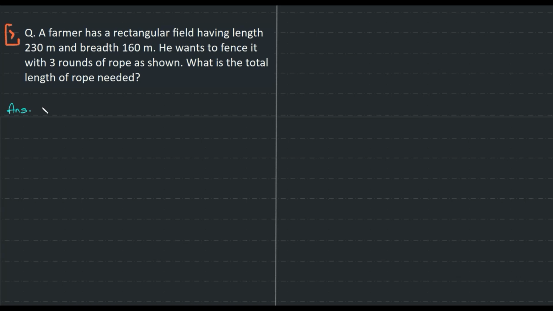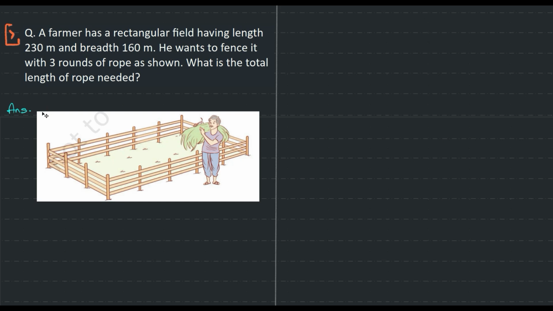A farmer has a rectangle field having length 230 meters and breadth 160 meters. He wants to fence it with 3 rounds of rope as shown. Okay, let me just take a second. Okay, it's something like this. Right?